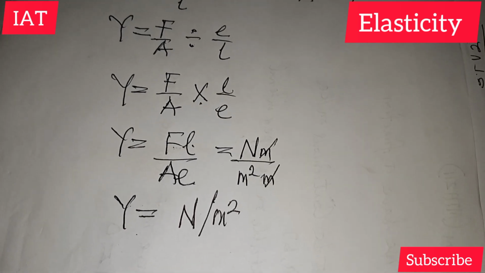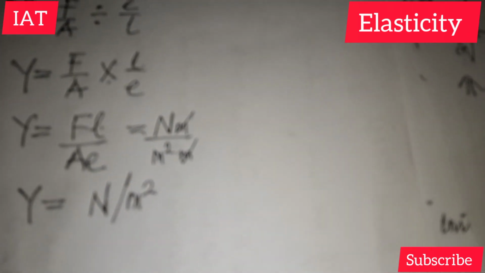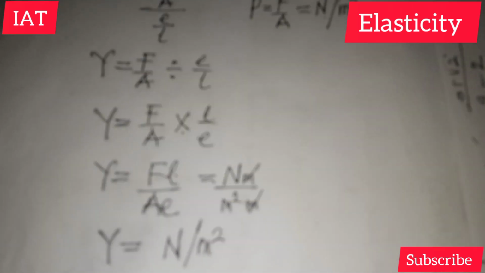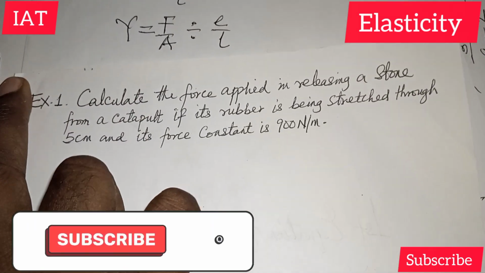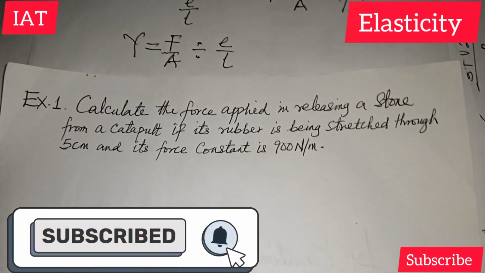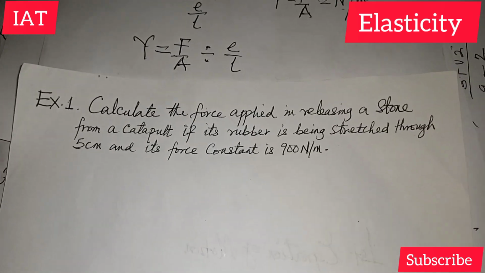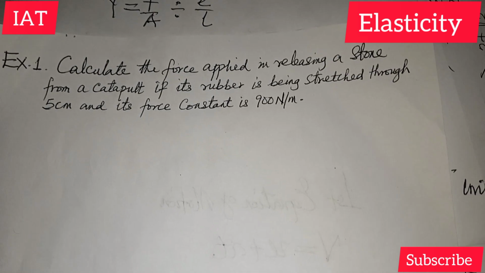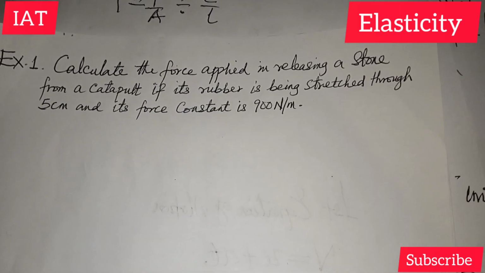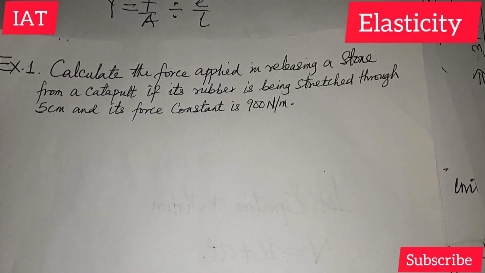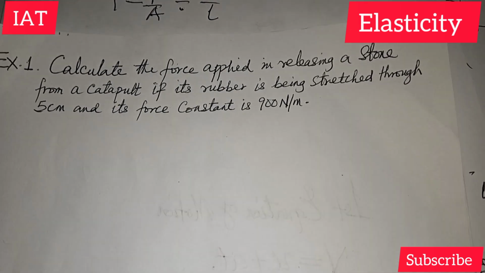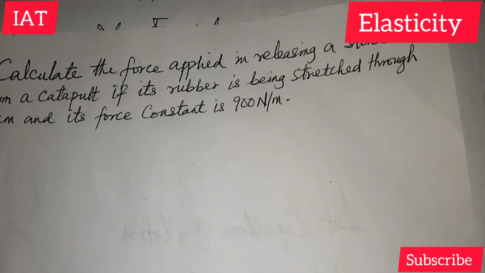So in light of this, let's solve two to three problems to demonstrate our understanding of elasticity. Let's see the first problem we're going to look into, and then we have to analyze it. This is the first problem. The question says: calculate the force applied in releasing a stone from a catapult if its rubber is stretched through 5 centimeters and its force constant is 900 Newton per meter.